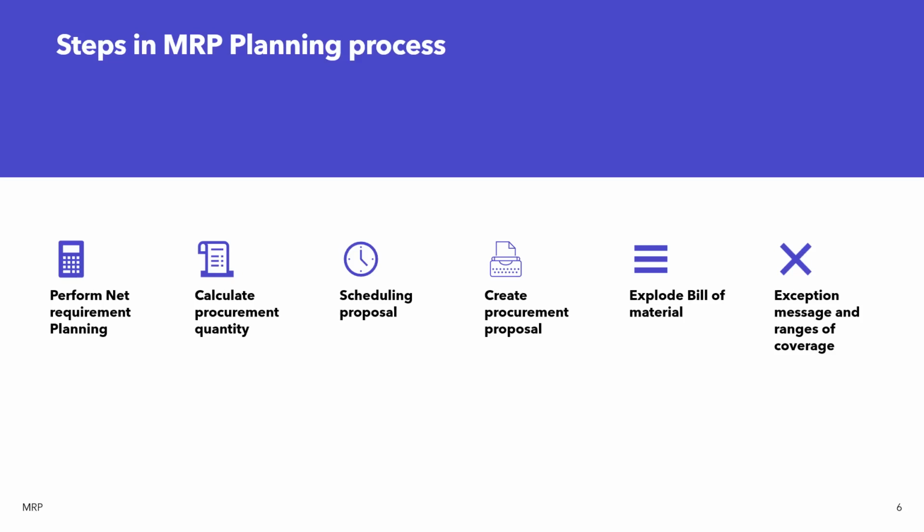Next is to calculate the procurement quantity. When the available quantity is calculated, the system tries to calculate the procurement quantity based on it. This procurement quantity is decided based on the lot sizing procedure in the material master. Third is scheduling proposal. Once the procurement quantity is calculated, the system schedules the proposals by calculating the start date and end date, which can be the PR start date or the planned order start and end date. The scheduling is done by referring to the dates from the material master.